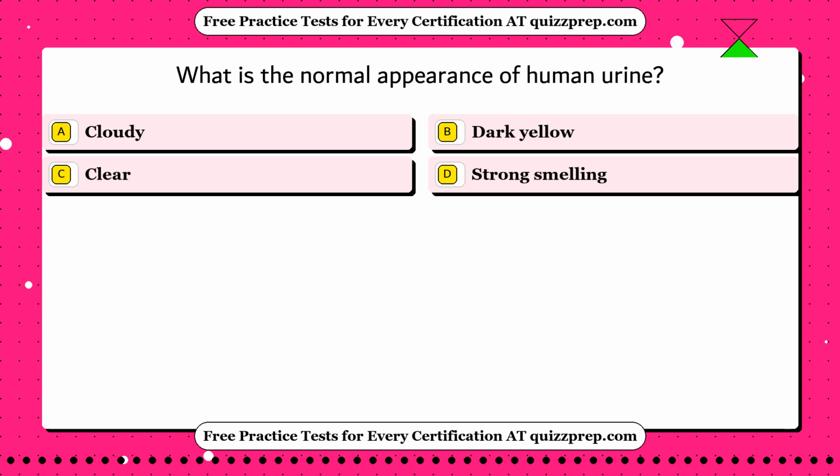Question 178. What is the normal appearance of human urine? Option A, cloudy. Option B, dark yellow. Option C, clear. Option D, strong smelling.